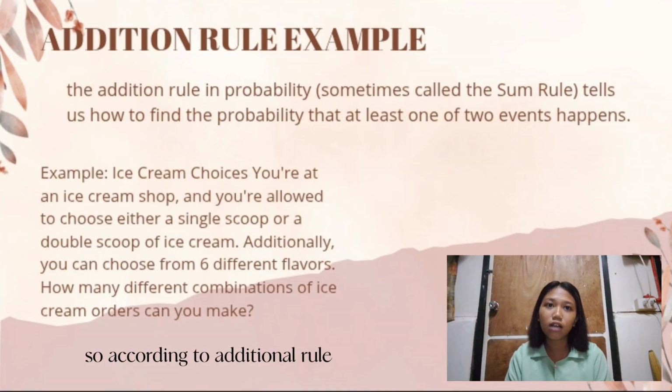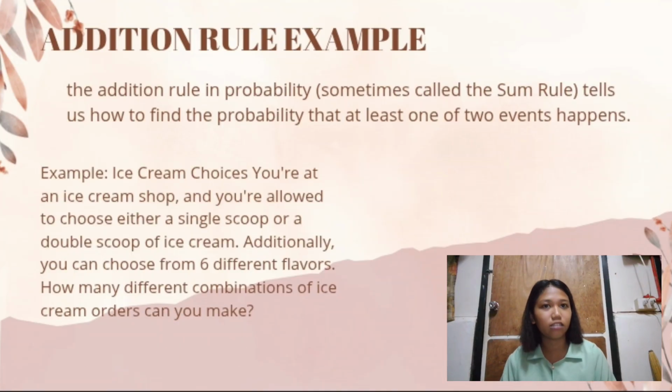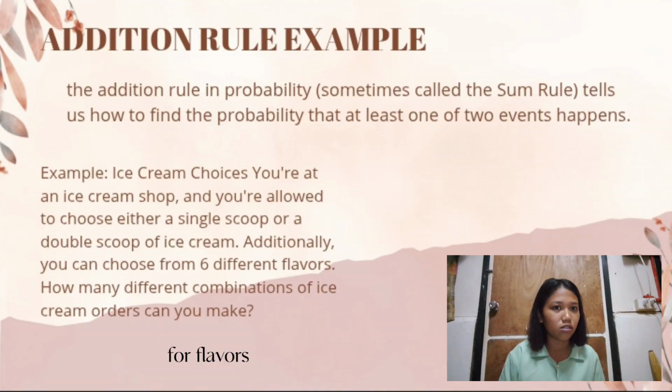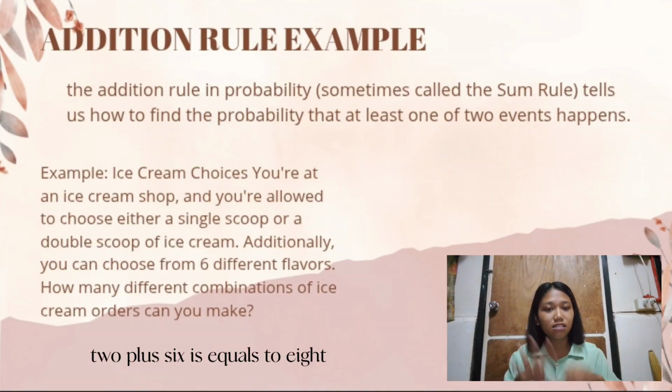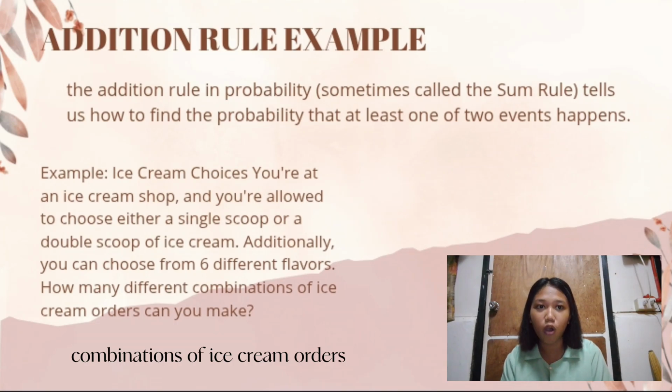So according to the addition rule, the total number of different combinations is the sum of the choices at each stage. So the total combinations equals the number of choices for scoop plus the number of choices for flavors. So 2 plus 6 is equal to 8. So you can make 8 different combinations of ice cream orders.